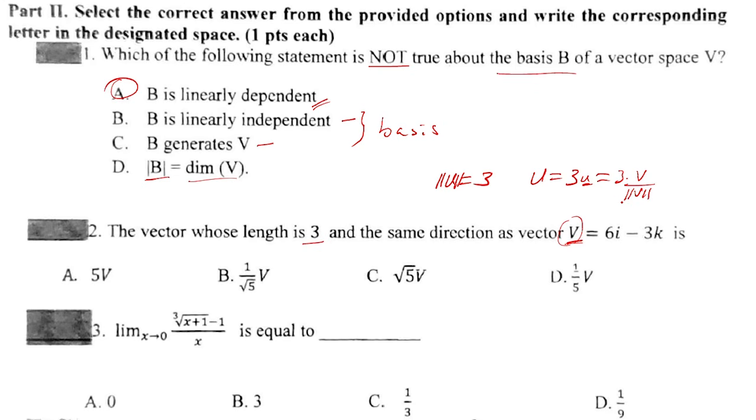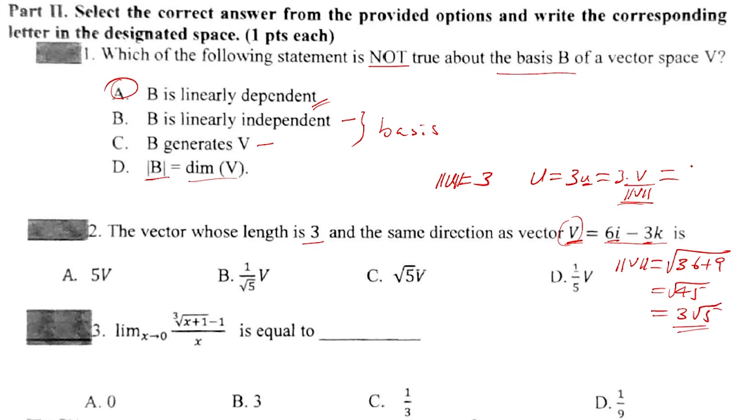So first we need to evaluate the magnitude of v. What's the magnitude of v from this? The magnitude of v is equal to the square root of 6 squared, 36, plus 3 squared, minus 3 squared, 9. That is the square root of 45. 9 times 5. The square root of 9 is 3. 3 square root of 5.